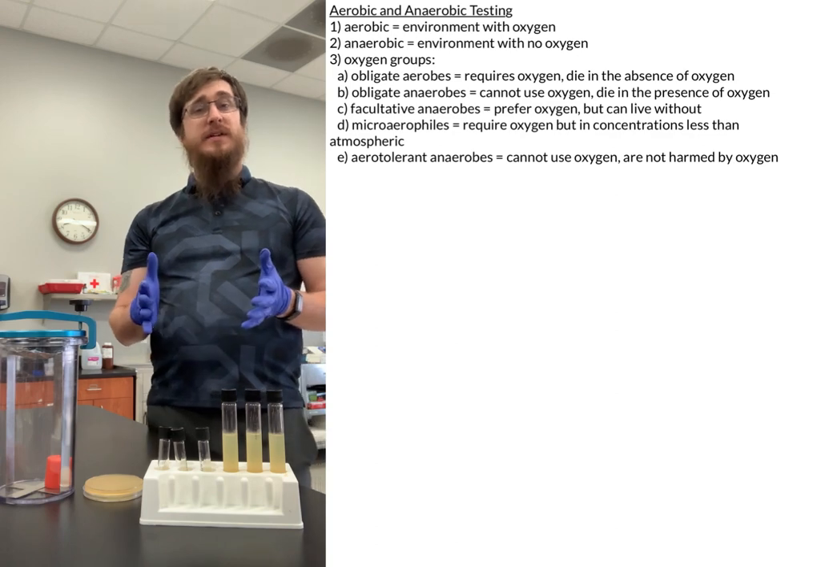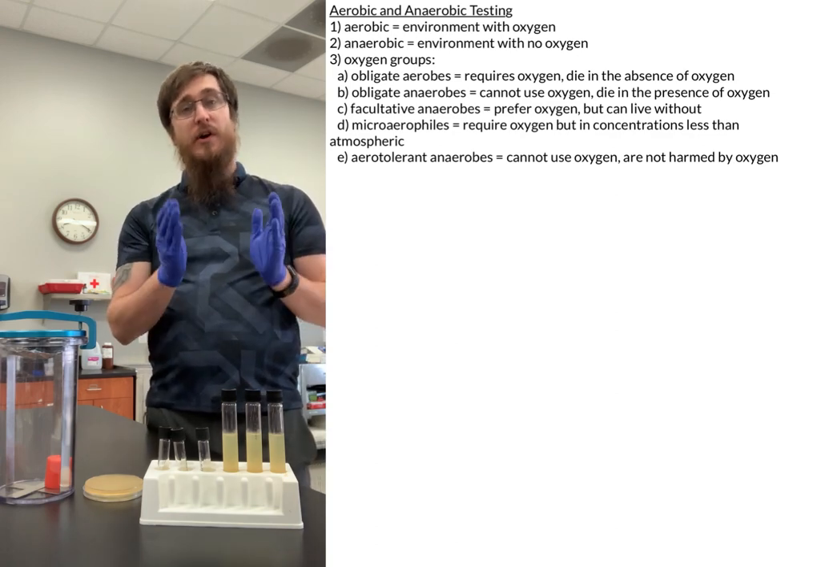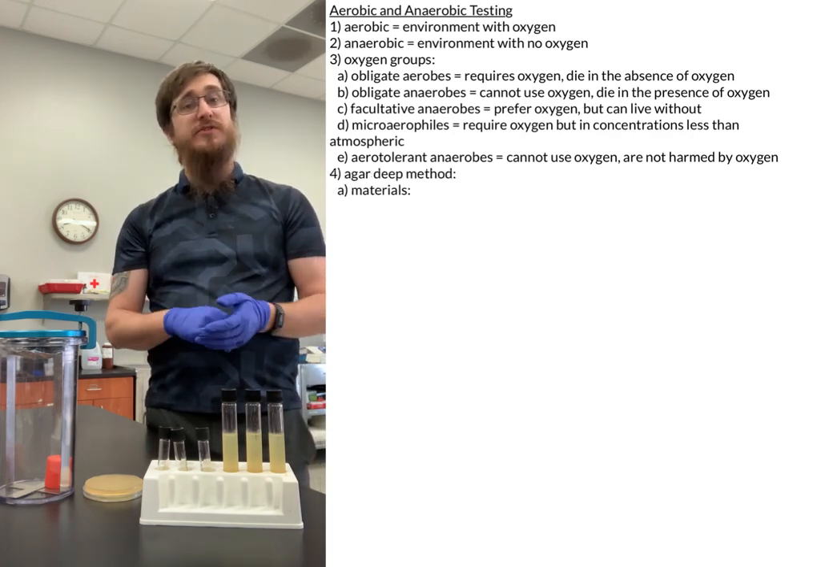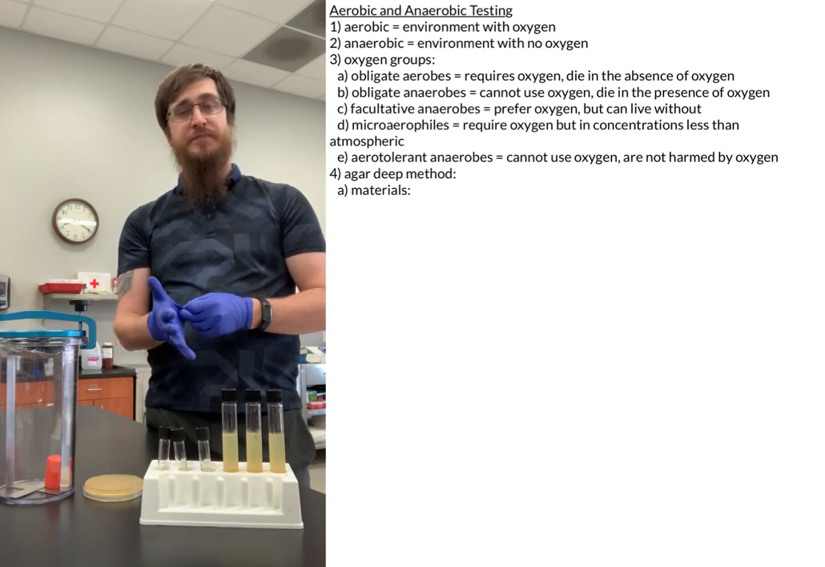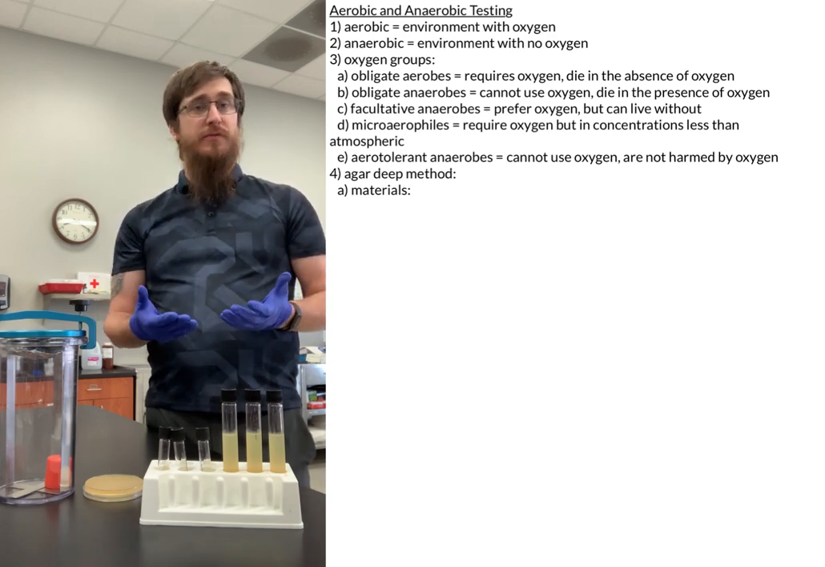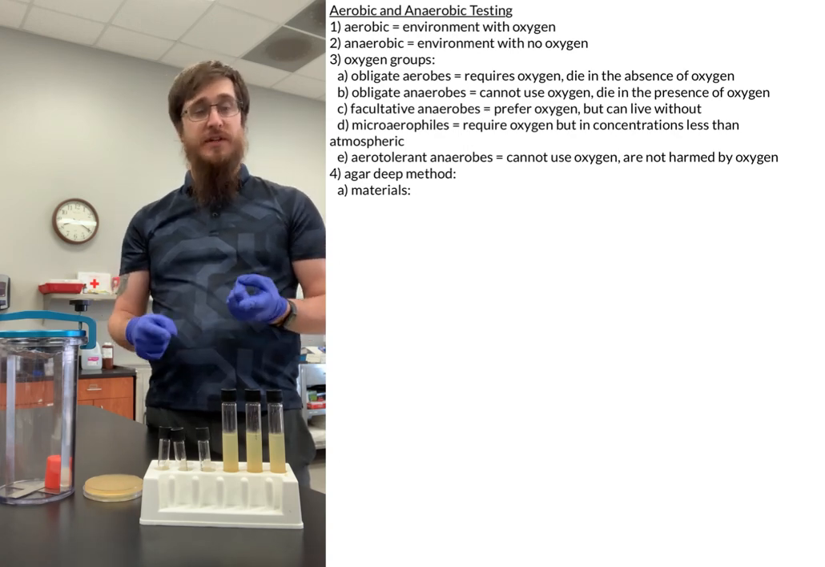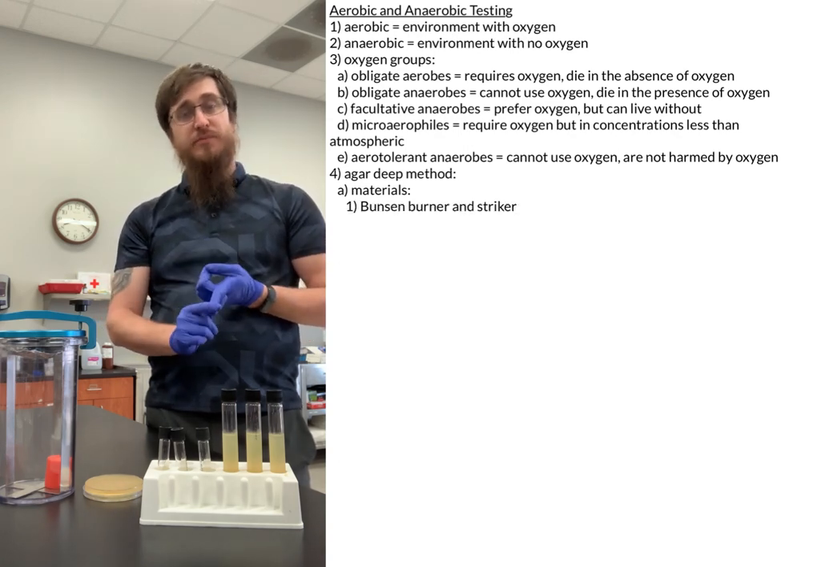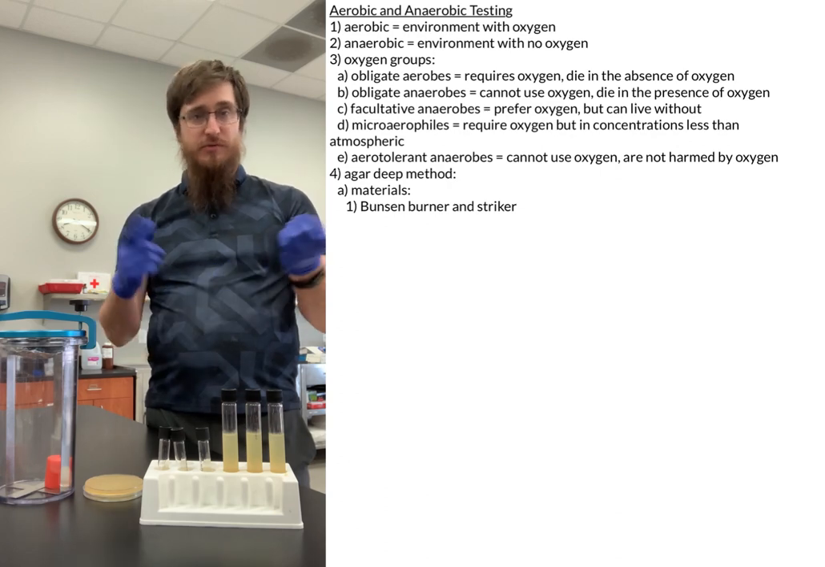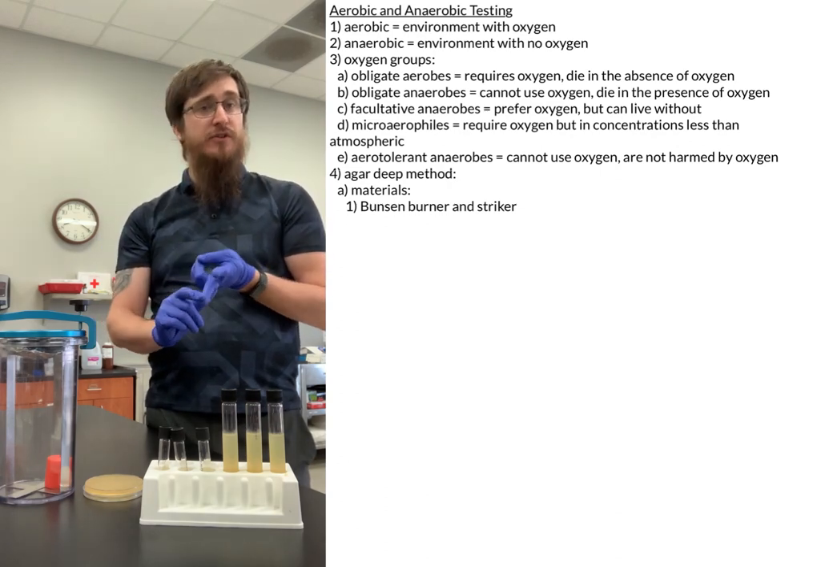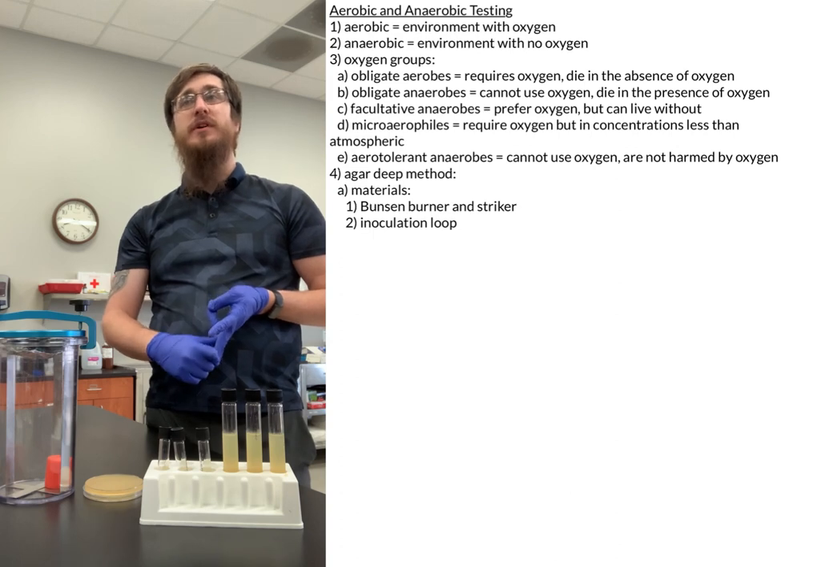But with that in mind, let's start out talking about the agar deep method, the materials that you need, and then how it works out. So in order to perform the agar deep method, you're going to need some standard items. Again, you're going to need your Bunsen burner and striker in order to do your transfers aseptically. You're going to need a loop in order to do the transfer.